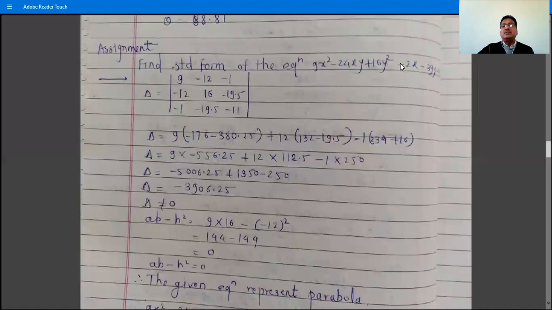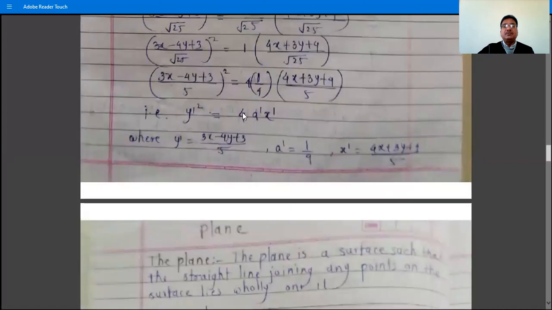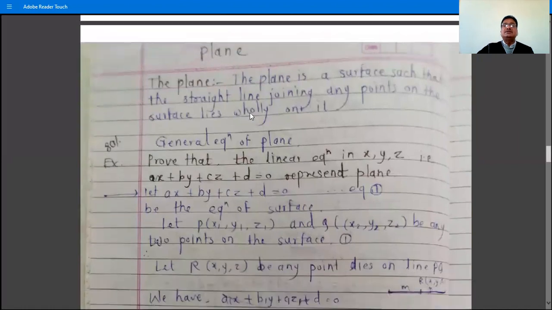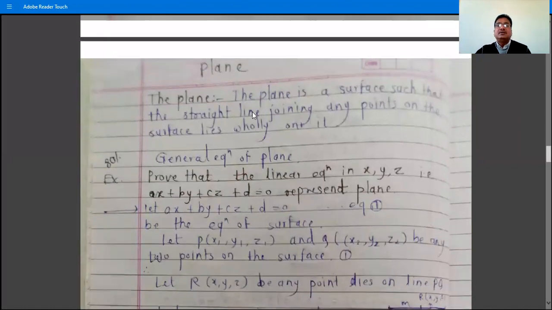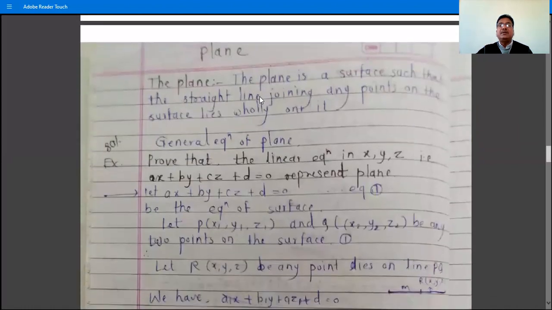Find the standard form of the equation. The given equation represents a parabola, so apply the procedure of the parabola and find the standard equation. So this is about the chapter on planes in 3 dimensions. Now the next topic is the plane. We have to define the plane and find the different forms of the equation of a plane. We will see this topic in the next lecture.